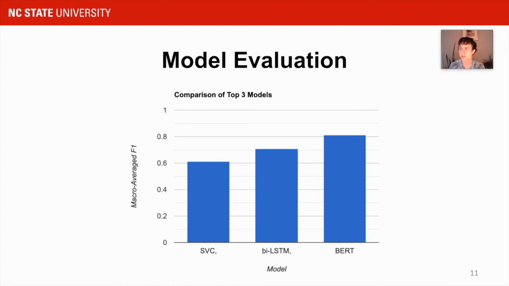So our results were really as expected. The models performed better as we proceeded from less sophisticated to more sophisticated. The support vector classifier achieved about a 0.61 macro averaged F1 score. The bidirectional LSTM achieved about a 0.71. Then the BERT actually got as high as a 0.81. So the BERT did outperform the other models. It did take longer to train, but it was still a matter of 5 to 10 minutes using a good GPU.